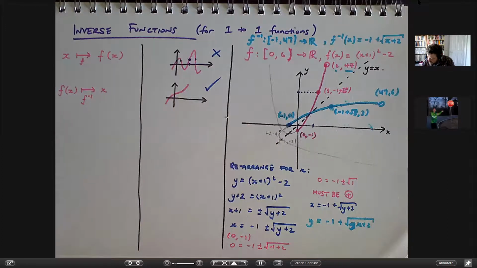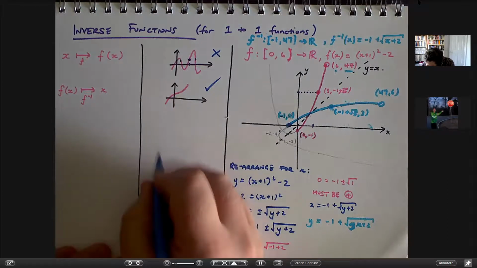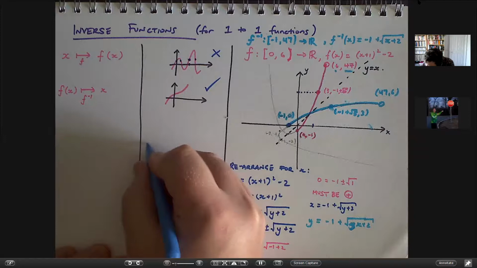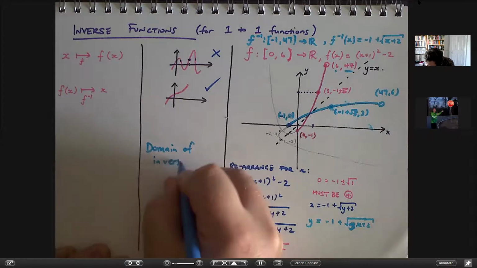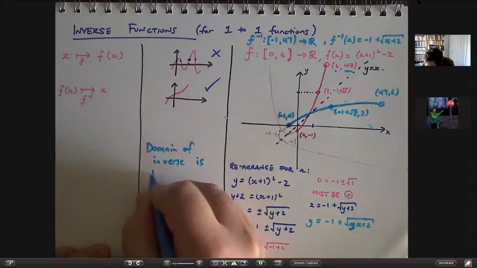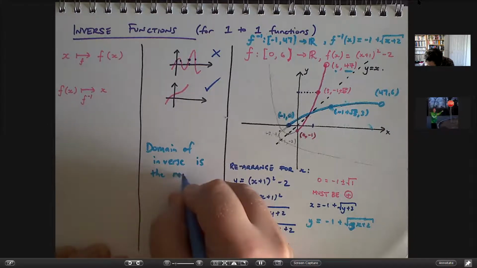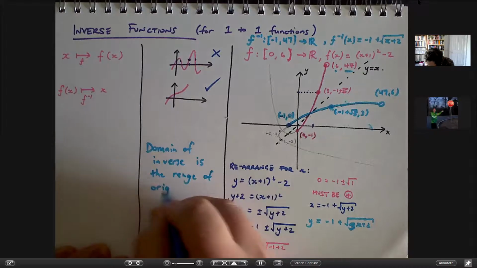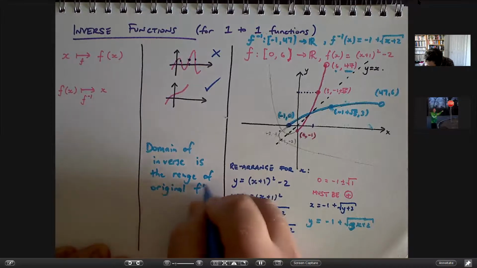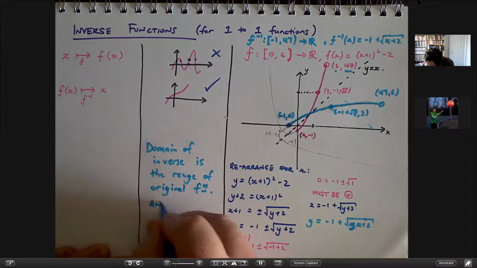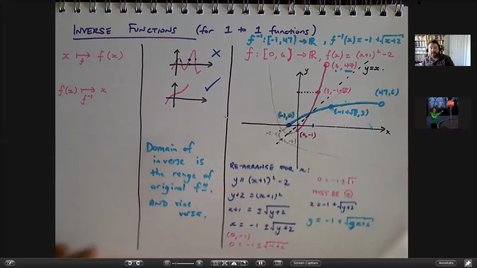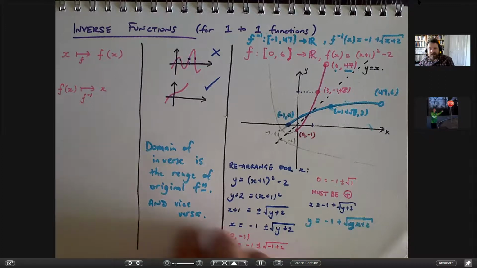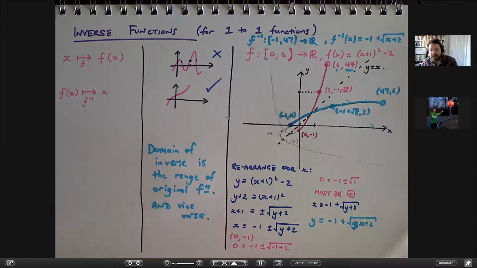So the domain of the inverse is the range of the original function, and vice versa. Okay, sorry, I know that was a lot of information to take in quickly. Does anybody have any questions about that?